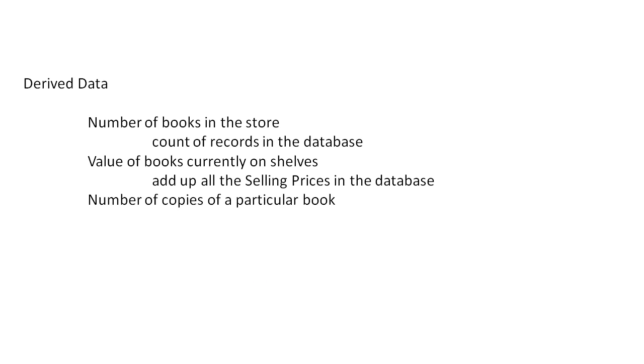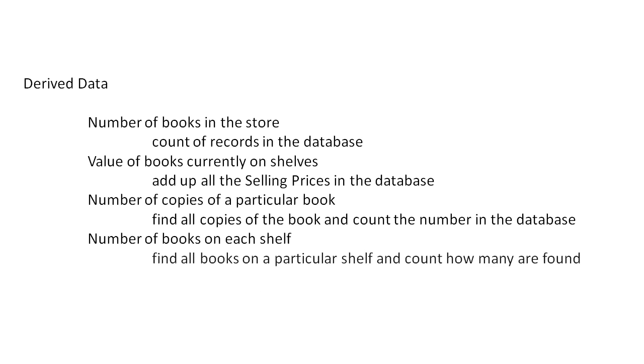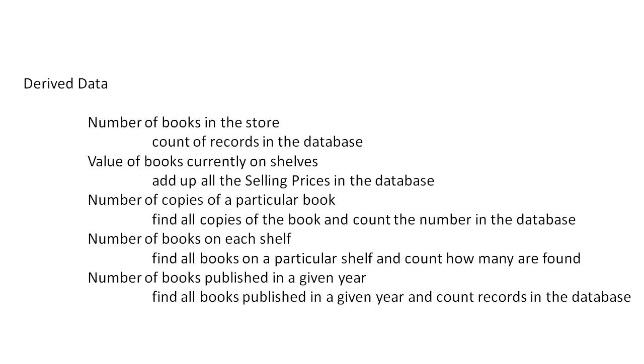A number of copies of a particular book. Well, first of all, we need to find the copies of the book in our database and then count how many there are. The number of books on each shelf. It's a similar thing to the number of copies of a particular book. We just need to find the books on a particular shelf, so we use the shelf reference, and then count how many are found. We can find the number of books published in a given year by finding all the books published in that year and then counting again.